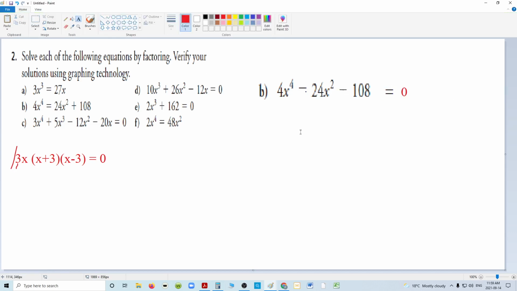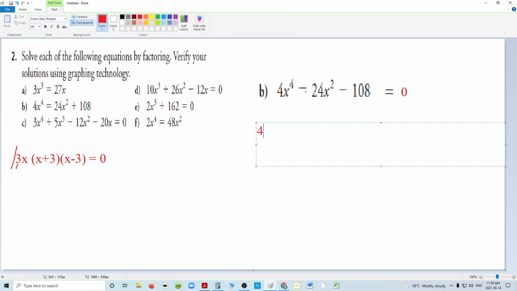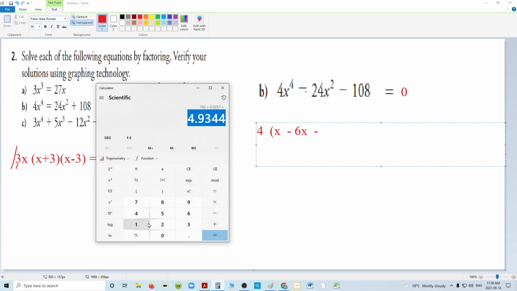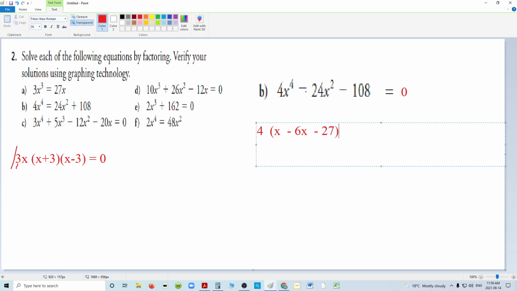Right away, I notice I can factor out a 4. And I'm left with x to the 4 minus 6x squared minus... can I factor out a 4 from that? I don't know. 54. I can at least factor out a 2. Let's see if 108 is divided by 4. Yep, 27. My brain froze there.